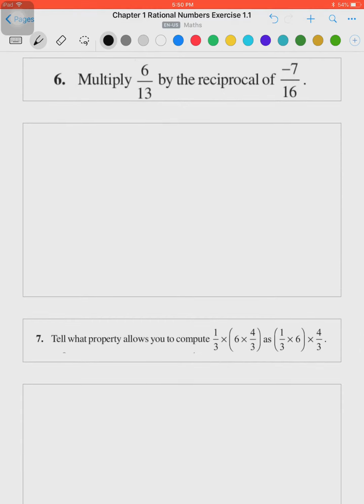It says multiply 6 by 13 by the reciprocal of minus 7 by 16. You have to solve it as directed in the question. You are asked to multiply 6 by 13 by the reciprocal of minus 7 by 16. The reciprocal of minus 7 by 16 is 16 by minus 7.